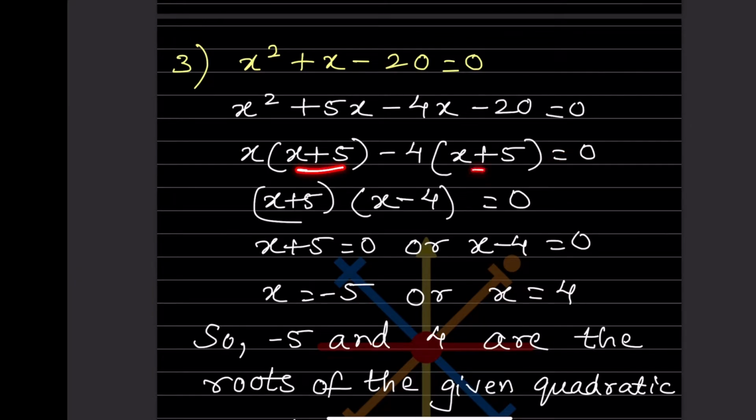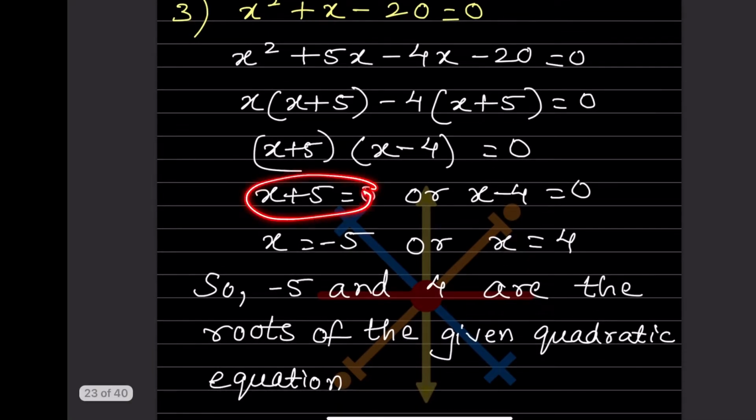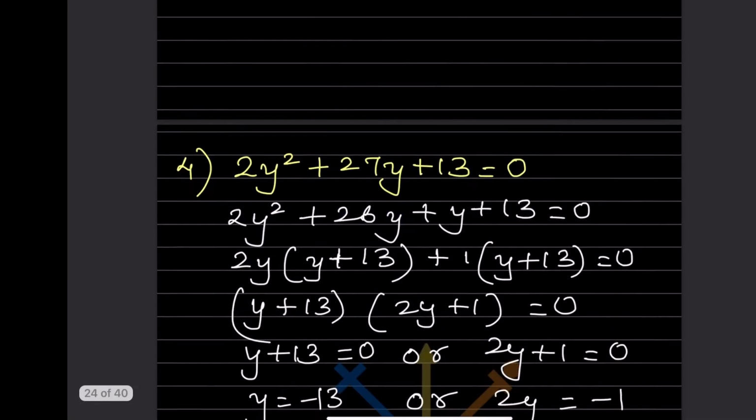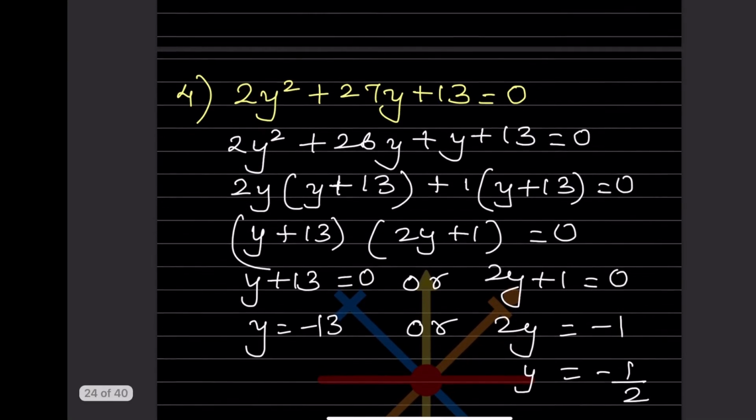So again the brackets, this both are the same, so you are going to write it once. What remains outside the bracket is x minus 4 is 0. This is going to be 0 or this is going to be 0. So x plus 5 is 0 or x minus 4 is 0. So from here x is minus 5. From here x is 4. So these two values you are going to write it over here. They are the roots.